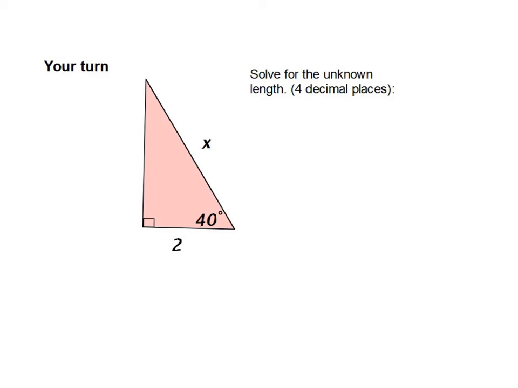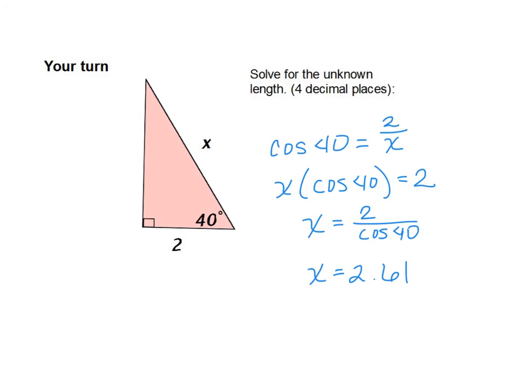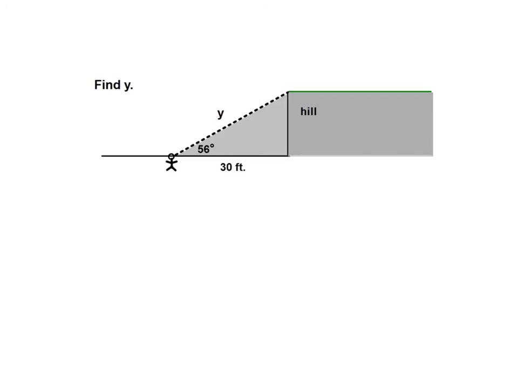All right, this one is your turn. Solve for the unknown length. So you are solving for X. In this case, I want you to go out to 4 decimal places. And there's your solution.